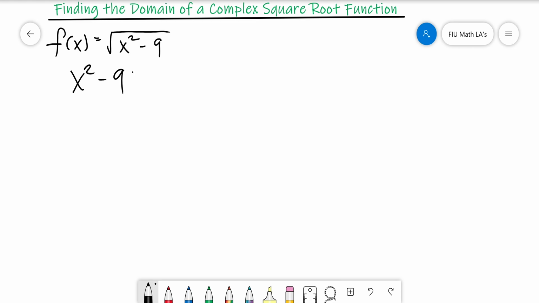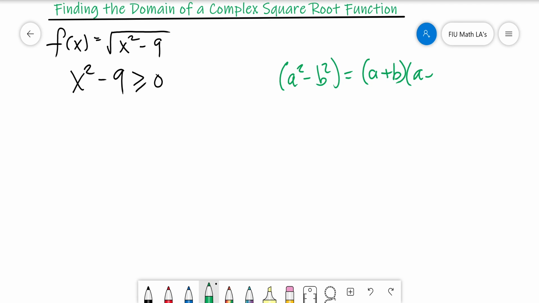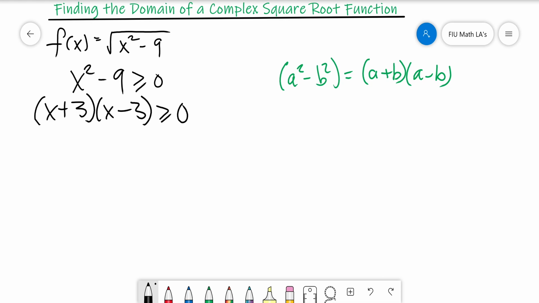So in order to find the domain of this particular function, I will start out by saying x squared minus 9, and I will set it greater than or equal to 0, and I'm going to need to solve it. In order to solve this, you might remember that x squared minus 9 looks a lot like a difference of squares, and it is. So in general terms, the difference of squares looks like this: a squared minus b squared equals a plus b times a minus b. So I will rewrite or factor this function here as x plus 3 times x minus 3 greater than or equal to 0.